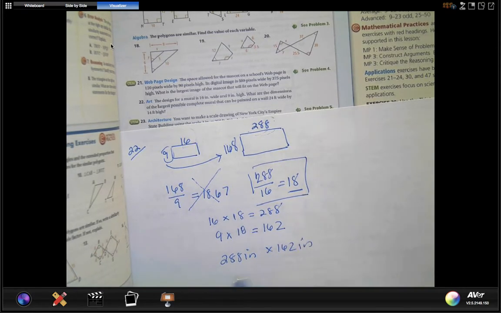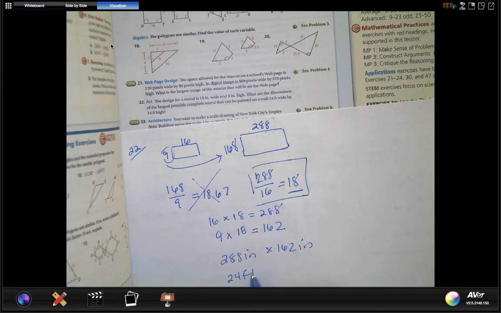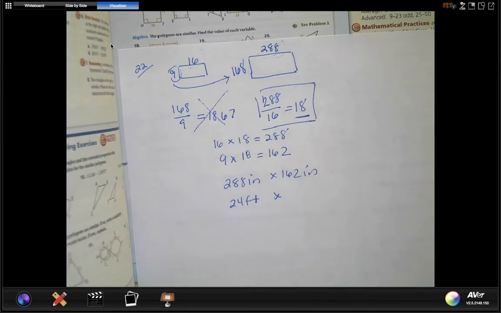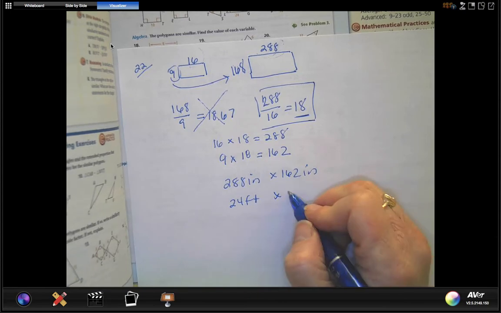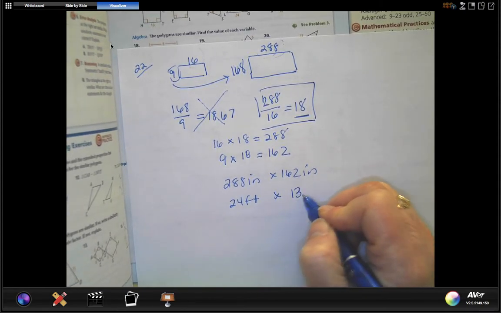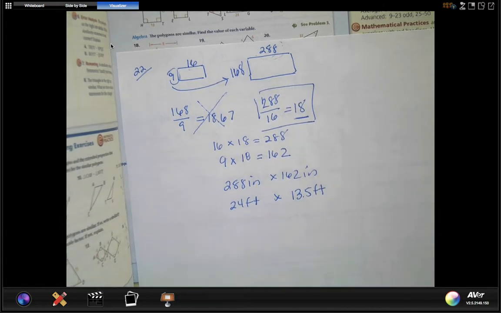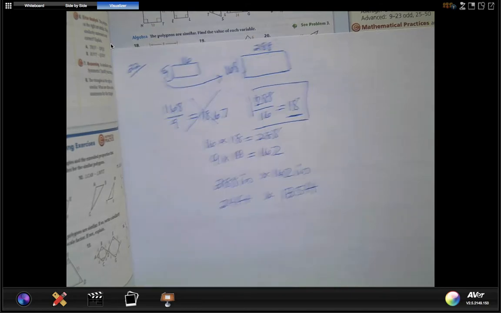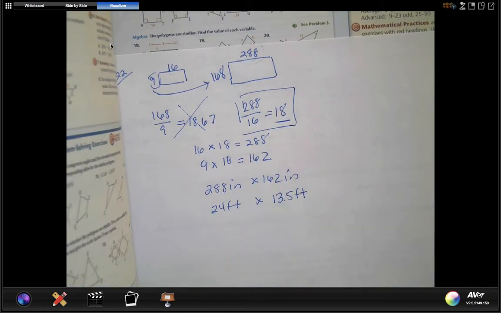If I divide those by 12, this is 24 feet by 162 inches. So 162 divided by 12 ends up being 13.5 feet. So you can leave it like that. That's also 13 feet 6 inches. Okay?